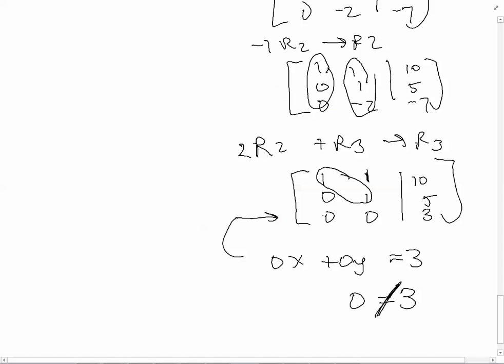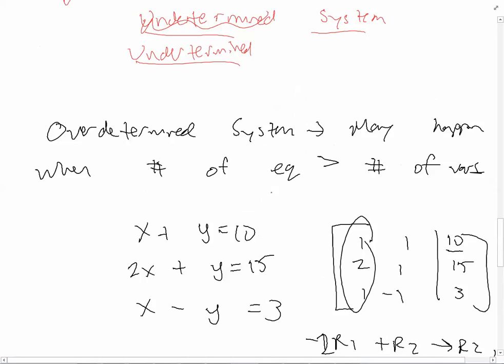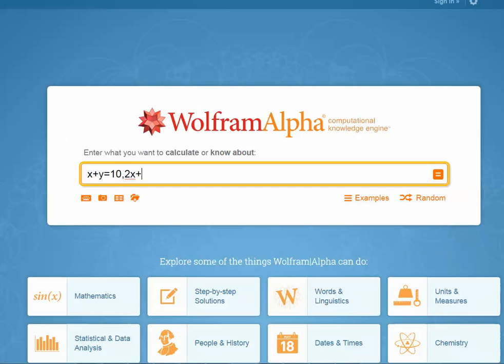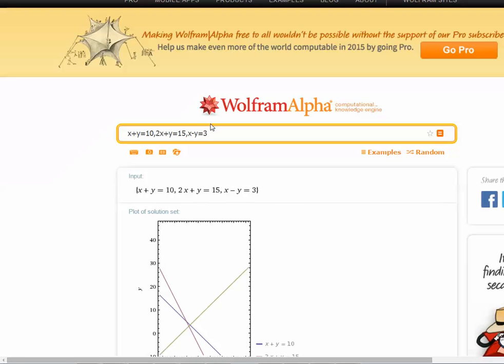So what I'm going to do here is pull up Wolfram Alpha and try to visualize these since these are in 2D. And what does this mean when we get a row like this? So I'm going to go back and plug in these equations. So just x plus y equals 10, 2x plus y equals 15, and x minus y equals 3. And let's see what that shows me. It should be an intersection point that I'm looking for.